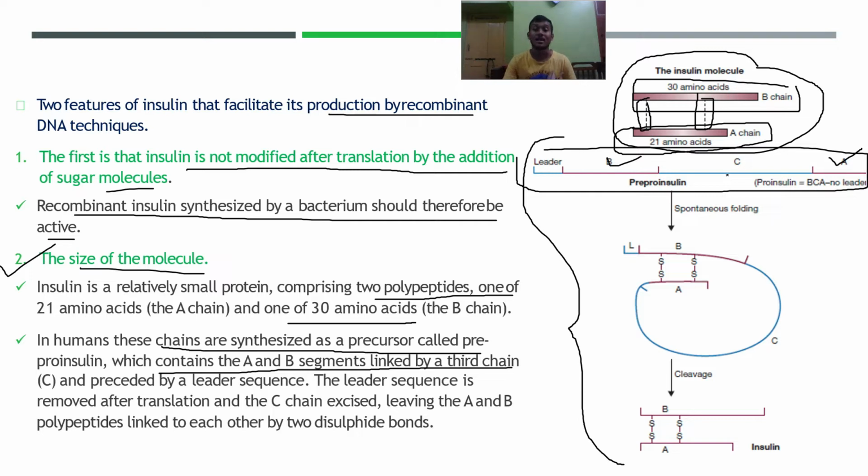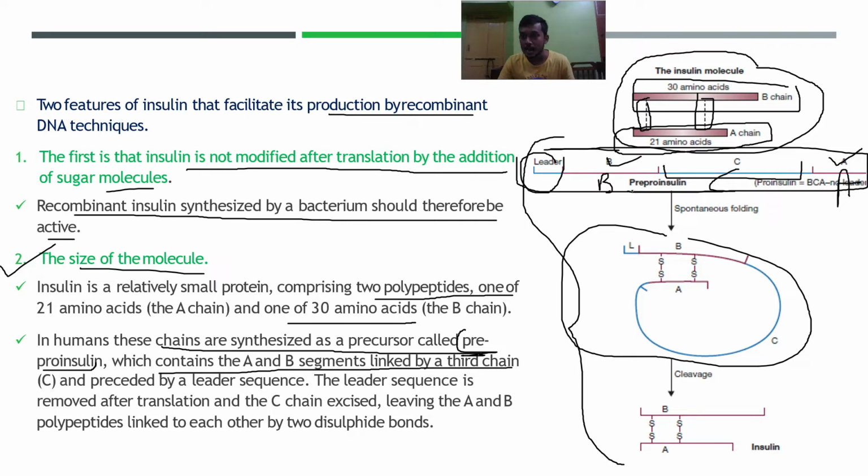It also consists of another chain, which is the C chain. Alright, so it consists of a C chain, and it also has a leader sequence. It starts with a leader sequence, then we have the B chain, then we have the C chain, and lastly we have the A chain. This whole thing is called pre-proinsulin. We have it also written here, the pre-proinsulin. Together, this is called pre-proinsulin. So it is available in humans in this form.